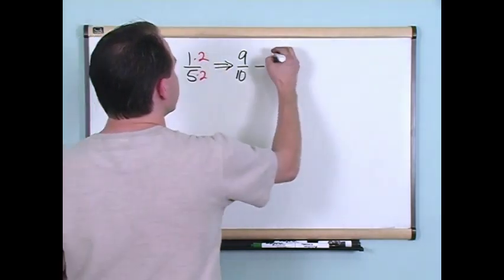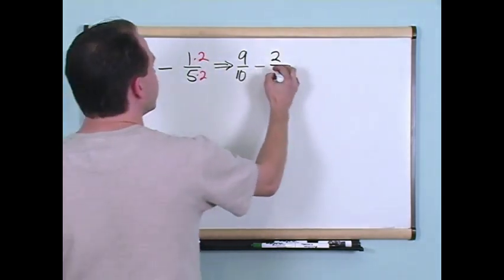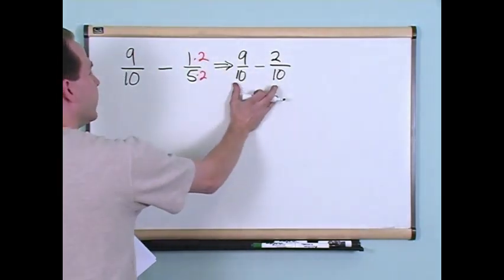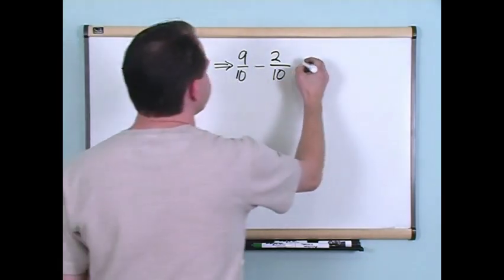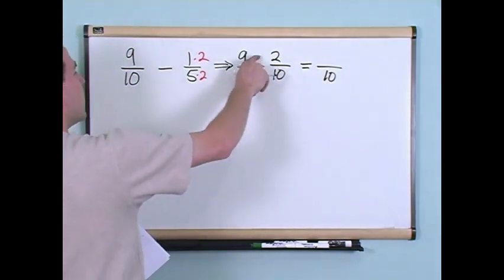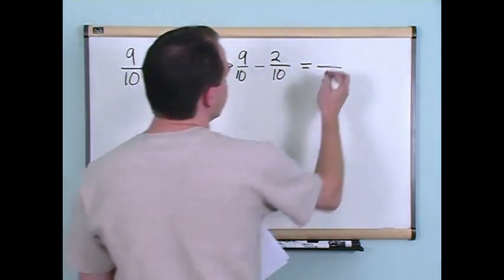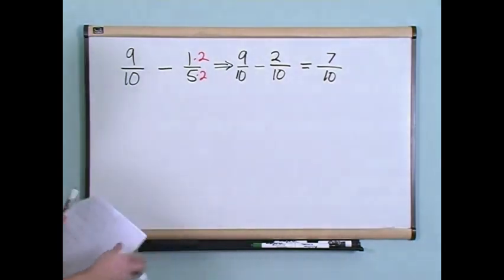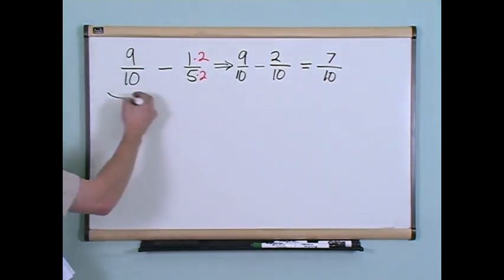1 times 2 gives me 2. 5 times 2 gives me 10. Now our problem has the same denominator. We can go forward. Keep the bottom. Don't do anything different. 9 minus 2, you're going to find that that's going to give you 7. So the answer is 7/10.